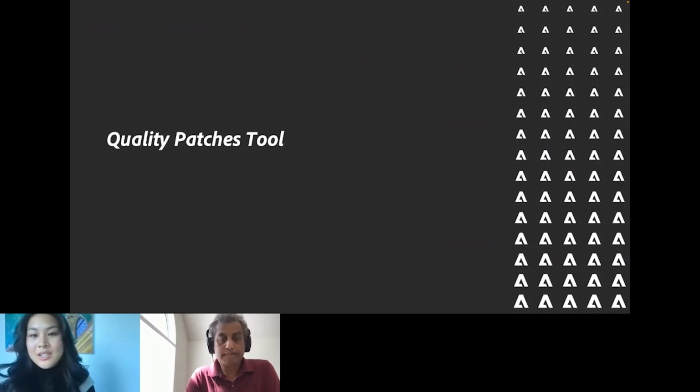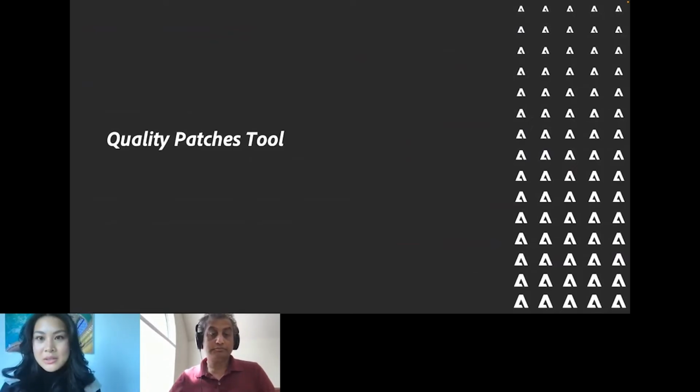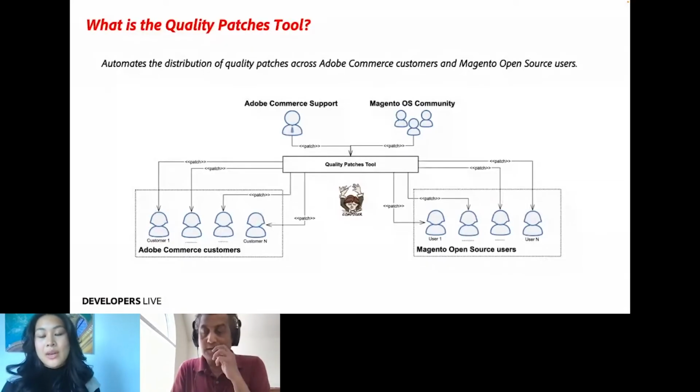So, hi, everyone. As Jay said, I'm Alyssa Spiritu. I'm also Product Marketing Manager for Adobe Commerce. And the first tool that I'll be speaking to is the Quality Patches tool. The Quality Patches tool is a command line tool that delivers quality patches specific to your Adobe Commerce and Magento Open Source installation. The patches in this repository are provided by Adobe Commerce support and the Magento Open Source community and are constantly being updated.